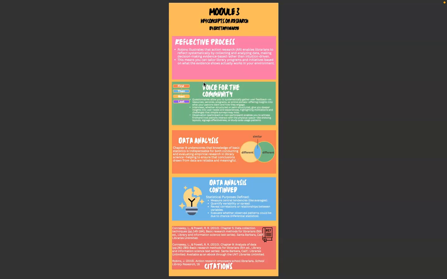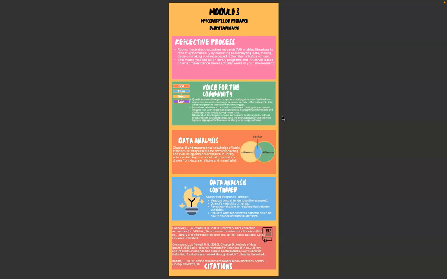The last thing, which is my third, is the data analysis, which came from Chapter 9. And with Chapter 9, it shows the knowledge of basic statistics is indispensable for both conducting and evaluating research in library sciences, which also helps us make the necessary conclusions based off of the meaningful data. So you kind of get the compare and contrast. What's different, what's similar, and how can you make it work for you?